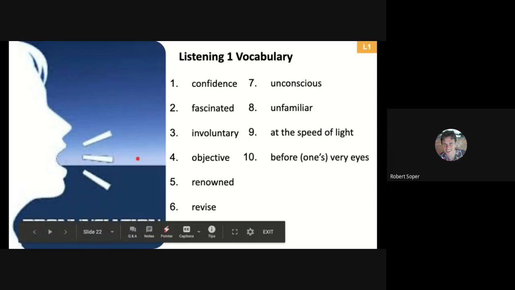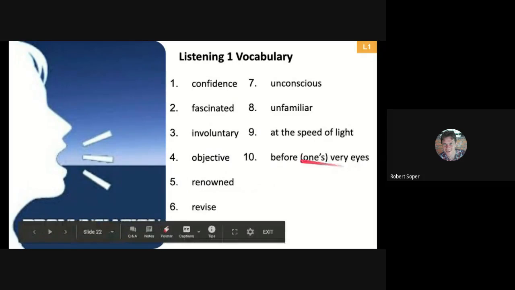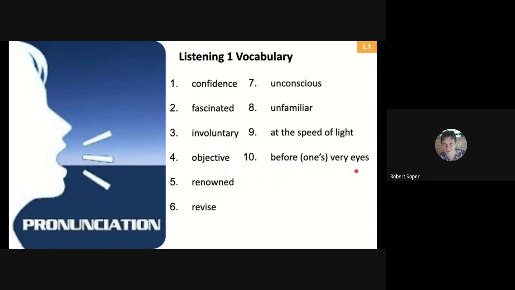Okay, good. So pay particular attention to number 5. Notice that it is renowned and not renowned. Also, number 10, this one can be changed to pronoun form. So you can say before my very eyes. Make sure you use possessive pronoun. So before my very eyes, or before your very eyes, or before his very eyes. It doesn't need to be before one's very eyes.